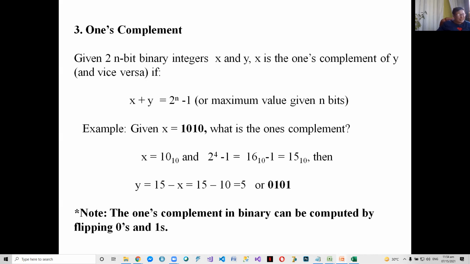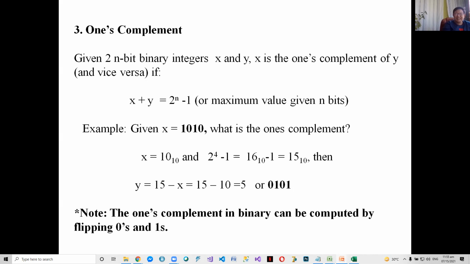To make a long story short, there's an easy way to do that, no? Look at this. 10 is 1010, right? Its 1's complement, which is 5, is 0101. Which means that to find the 1's complement of a number, you don't have to compute the next power of 2 and minus 1, that long process. What you do is just convert 1 to 0 and 0 to 1. So 1010, you invert, it becomes 0101.